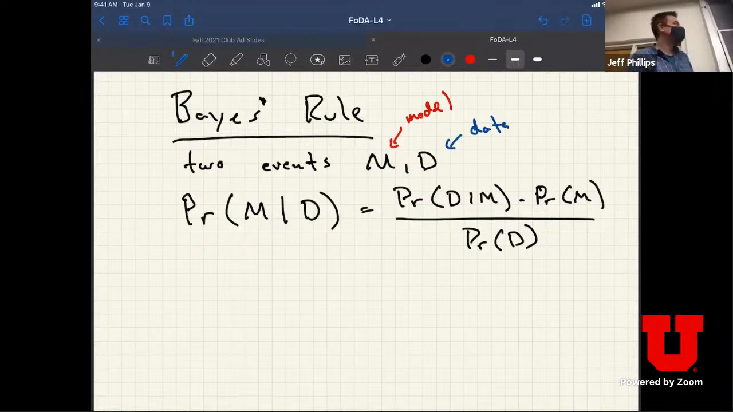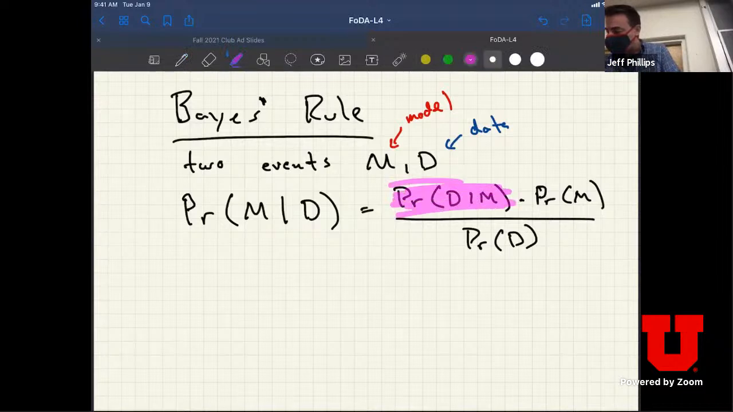Okay, it has another conditional probability that looks basically the same: the probability of the data given the model. This term is going to be the root of most of the calculations we're going to do. This is something we'll be able to write down a formula for. This is the probability of the data given the model, and it is often called the likelihood.